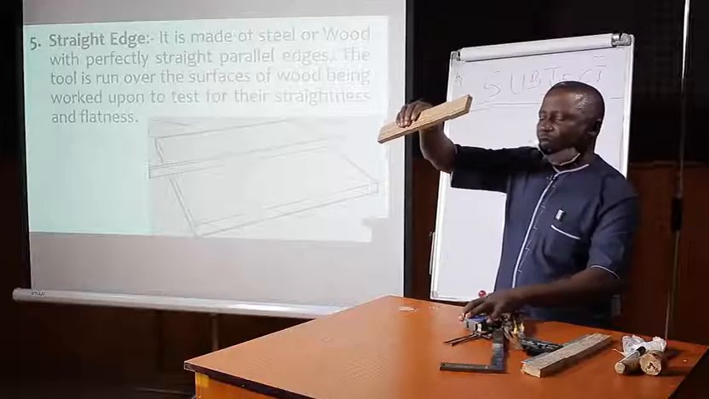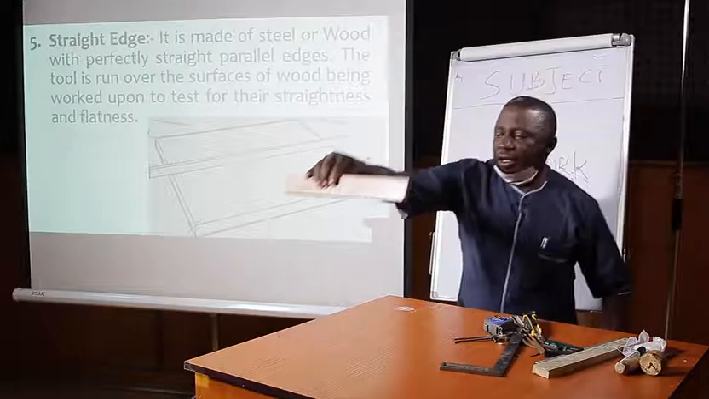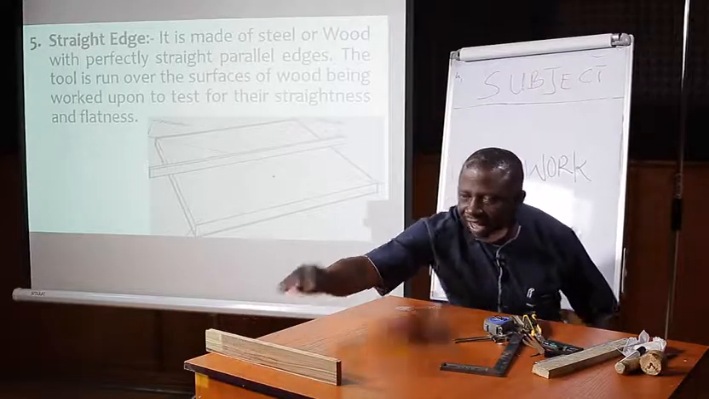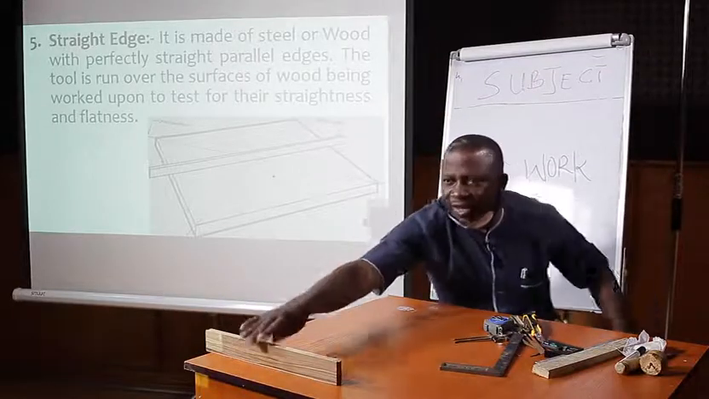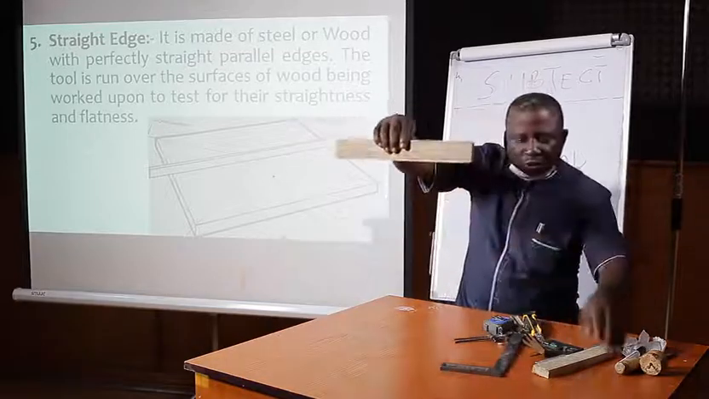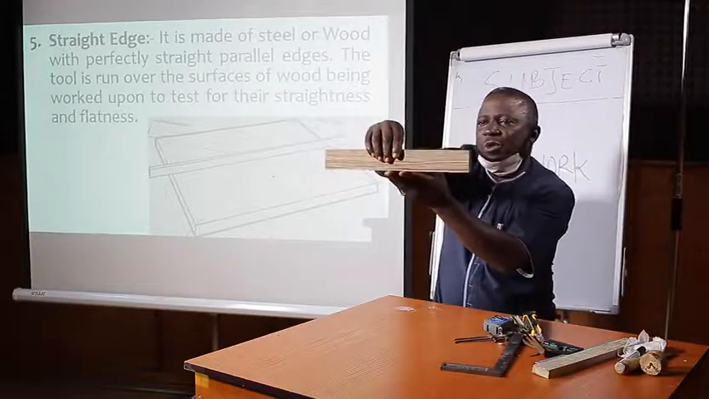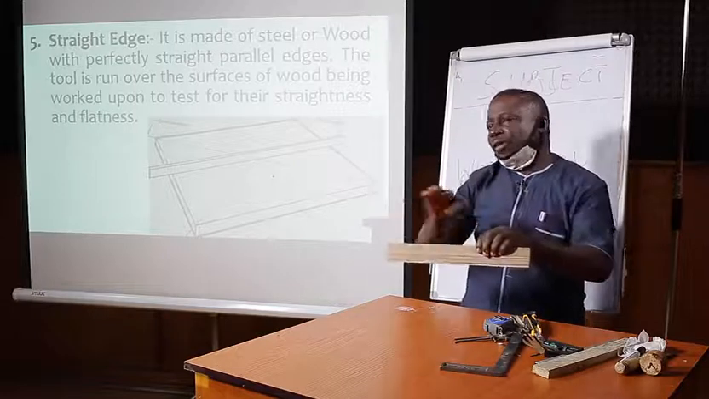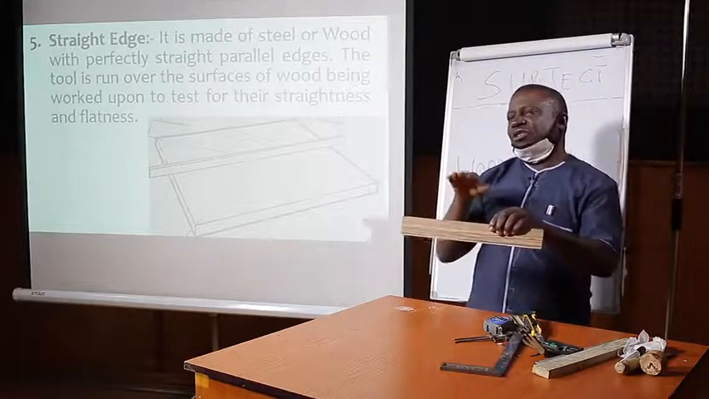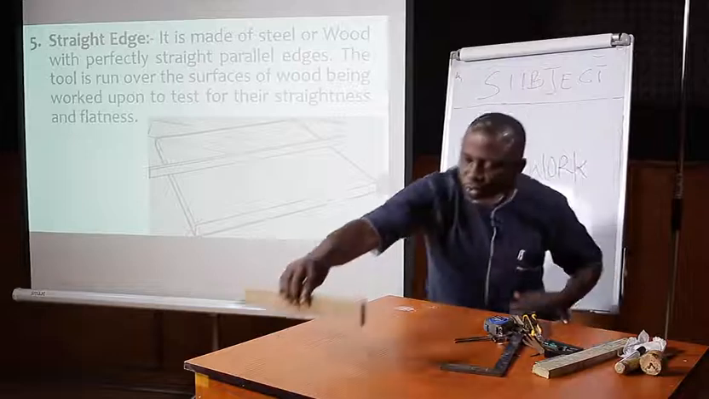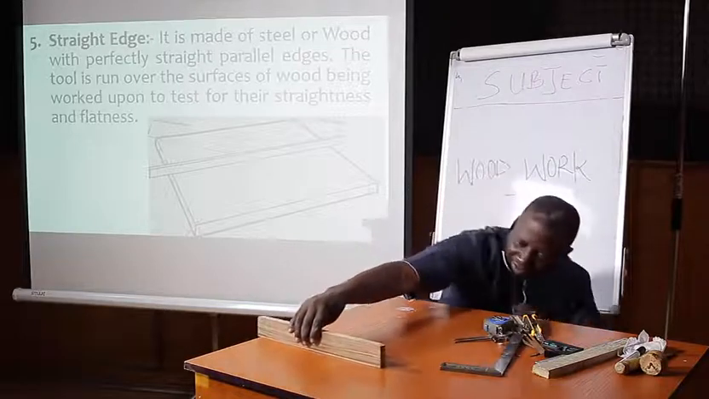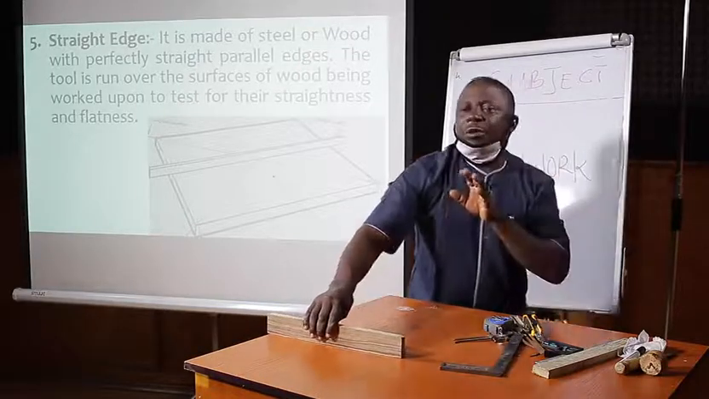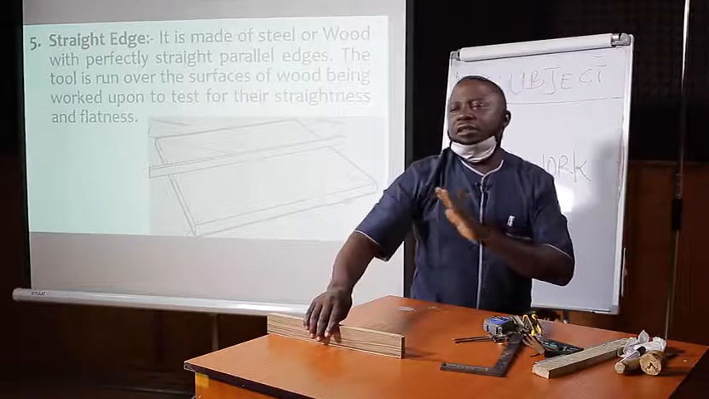You put it on the surface of the wood, you place it, and then sight it with your eye. If there is a gap that is produced along the sighting of the job that you are producing, it means that that surface is not flat, it's not straight and flat. But as you put it, you roll it over and sight it. Where gaps are not produced, like I said, it is straight.